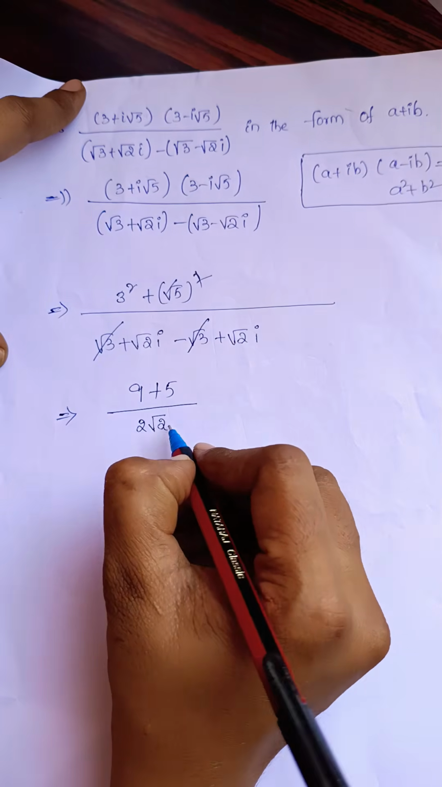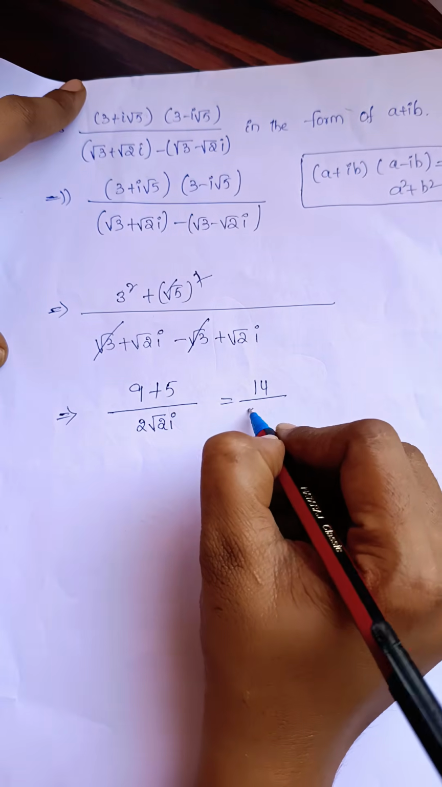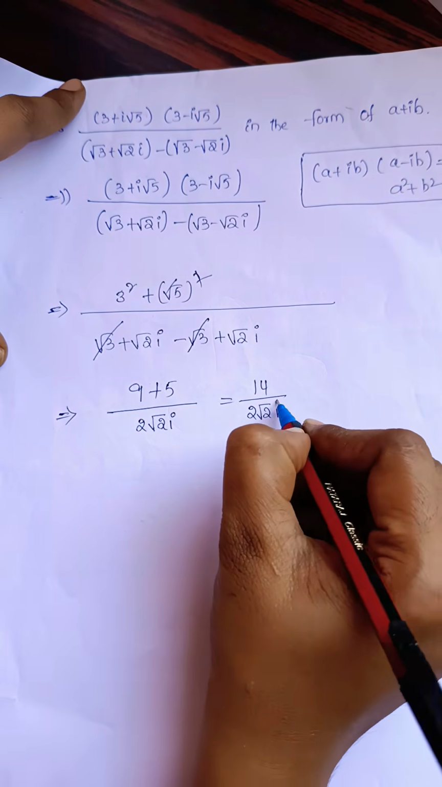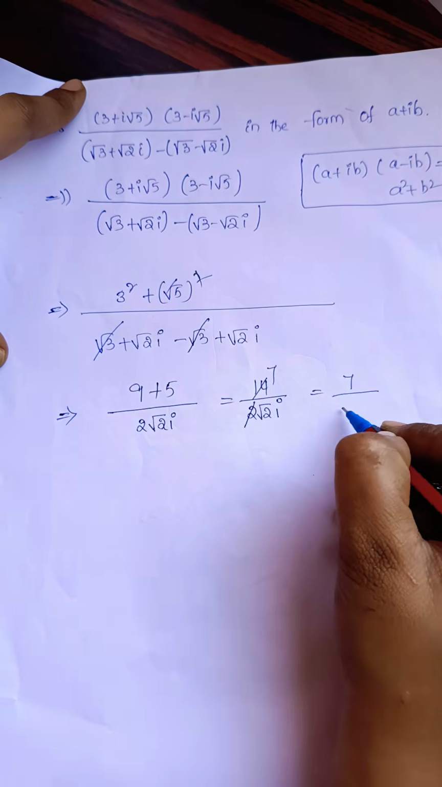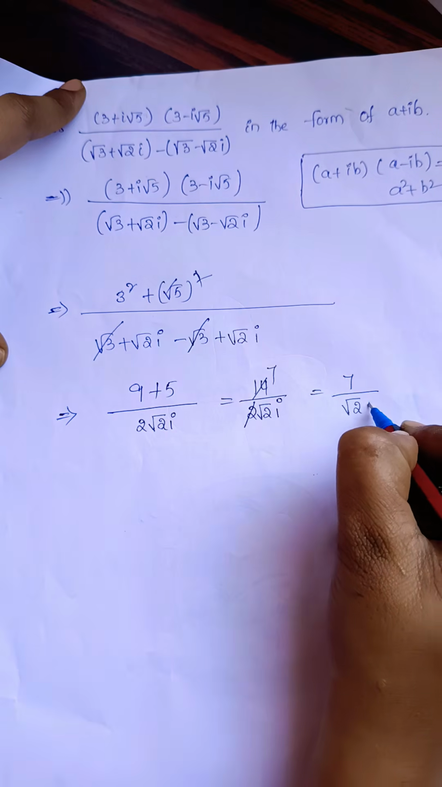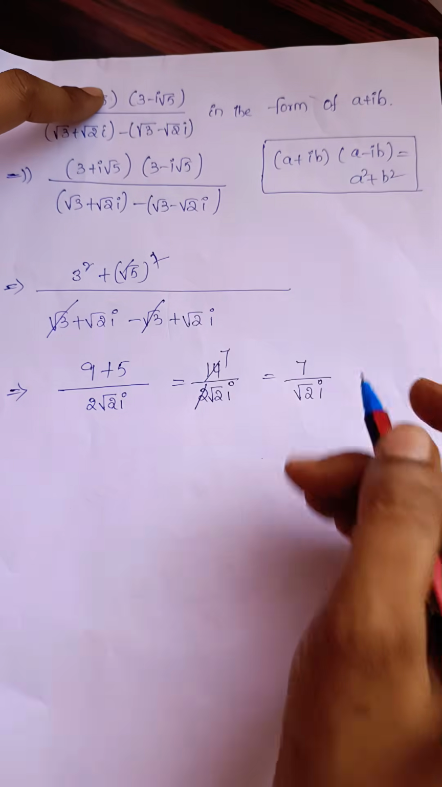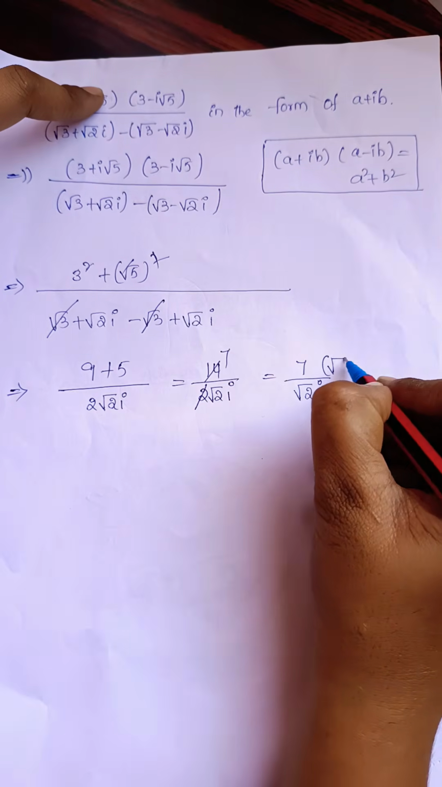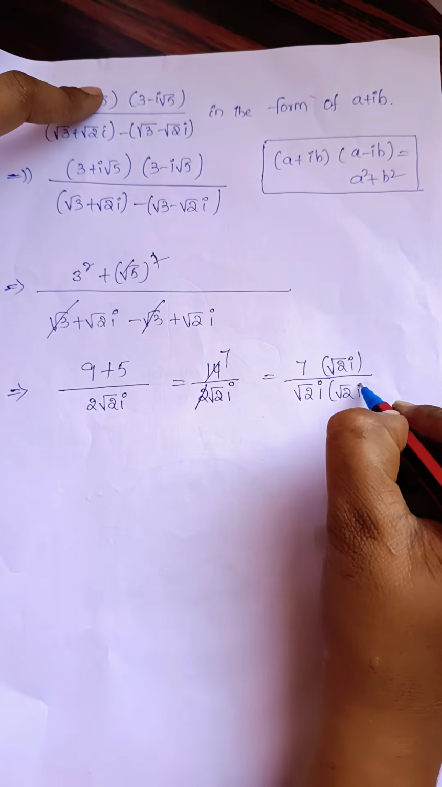That is 2√2 i. So that equals 14 divided by 2√2 i. 2 ones are 2, 2 sevens are 14, so 7 divided by √2 i. We want the a + ib form, so multiply numerator and denominator by √2 i.